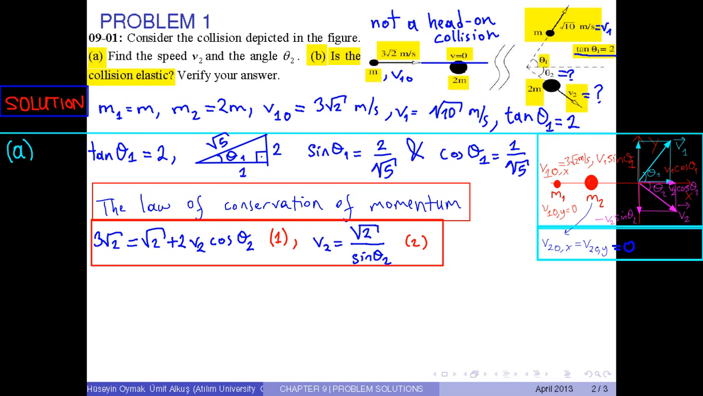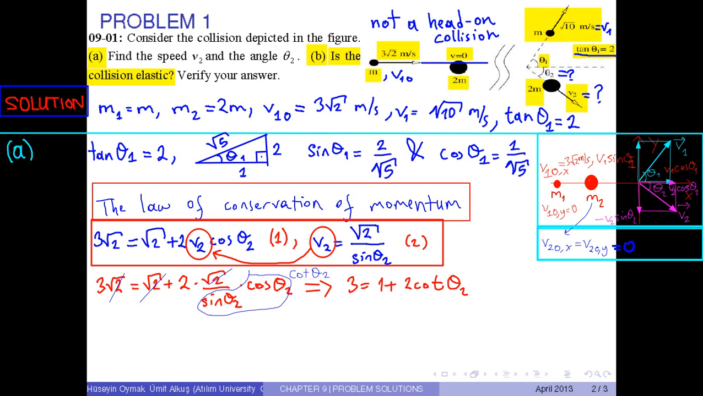Now we have two equations and two unknowns. Therefore, if we put this expression for v2 into equation 1, we obtain 3 times square root of 2 equals square root of 2 plus 2 times square root of 2 over sine theta 2 times cosine theta 2. Here, square root of 2's are cancelled, and it is convenient to write cosine theta 2 over sine theta 2 as cotangent theta 2. Finally, we obtain 3 equals 1 plus 2 times cotangent theta 2. Thus, cotangent theta 2 equals 1. Or equally, theta 2 is 45 degrees.